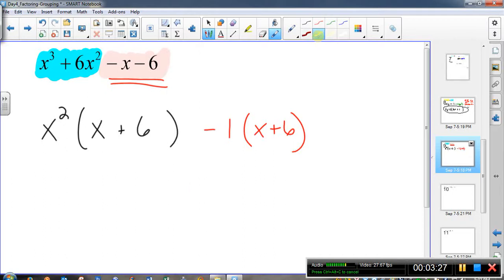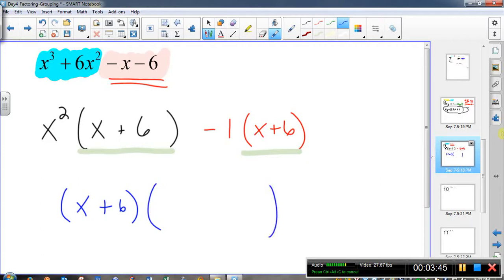Now I'm going to look at that first row, at the black and the red. As a matter of fact, they do have that binomial in common. I designed it that way on purpose. So I'll put that binomial that they had in common out front. I'll open and close my parentheses, and I'll ask myself what's left in the red and what's left in the black. In the black I have an x squared left over when I take this out. In the red I have a negative 1 left over when I take that binomial out.